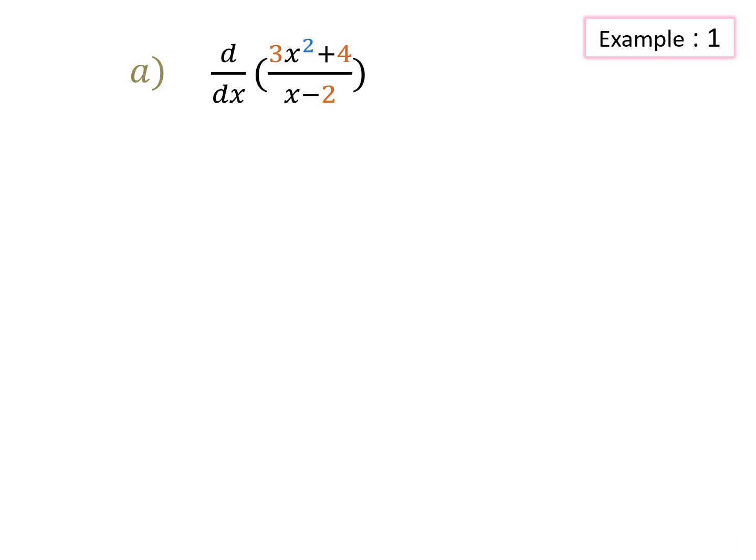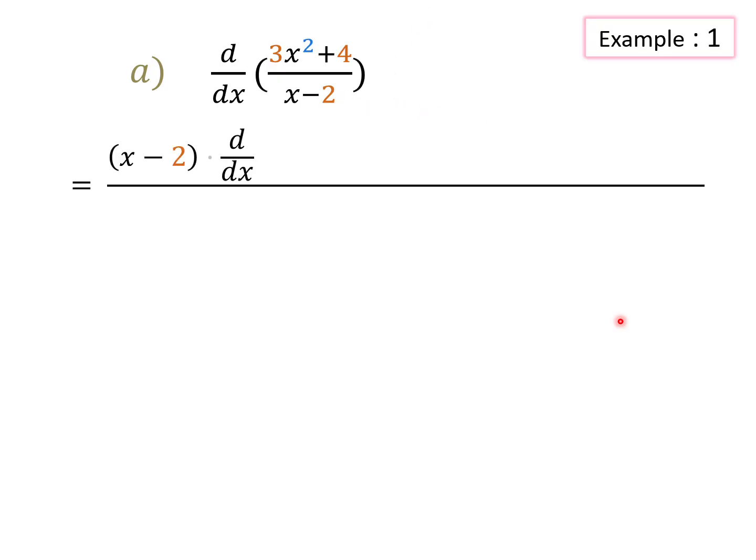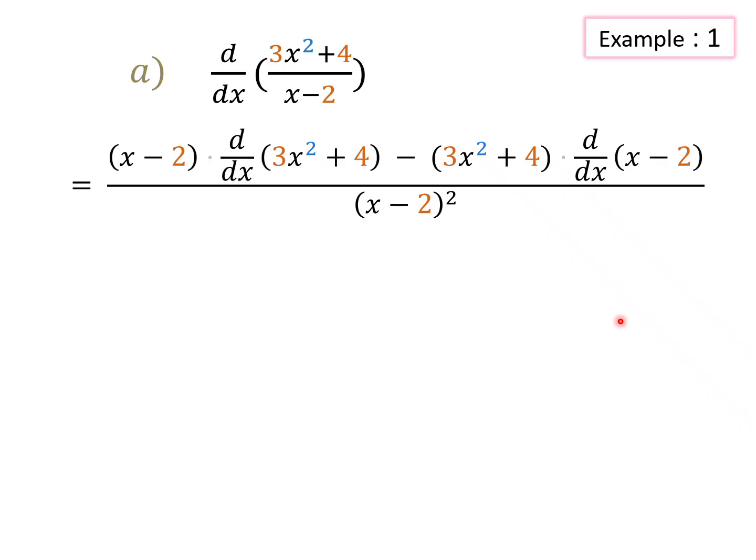In this one, we have got two polynomials, one in the numerator and another in the denominator. So, it is in u by v form, so we will apply the quotient rule. In the quotient rule, it is denominator times differentiation of numerator minus numerator times differentiation of denominator, by denominator square.